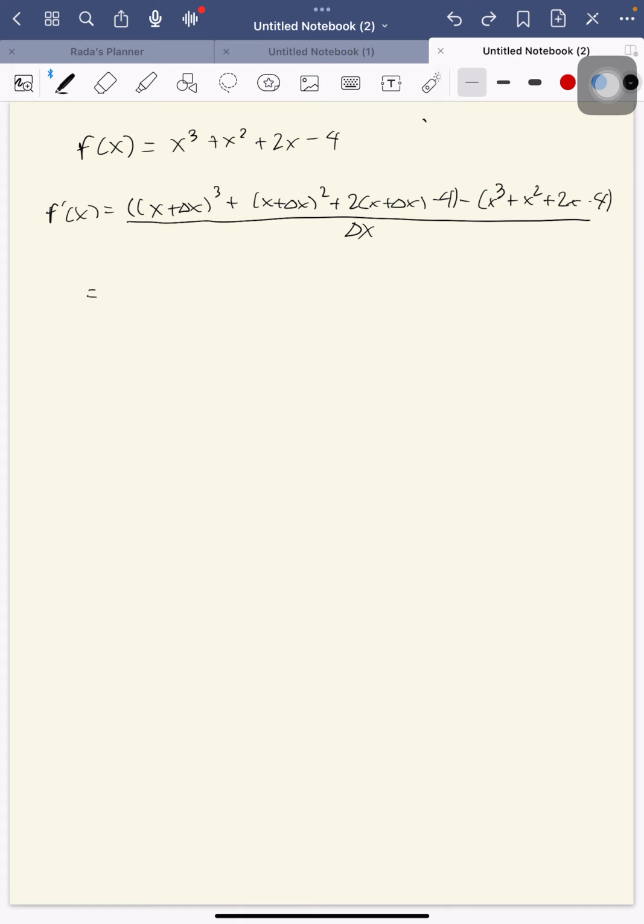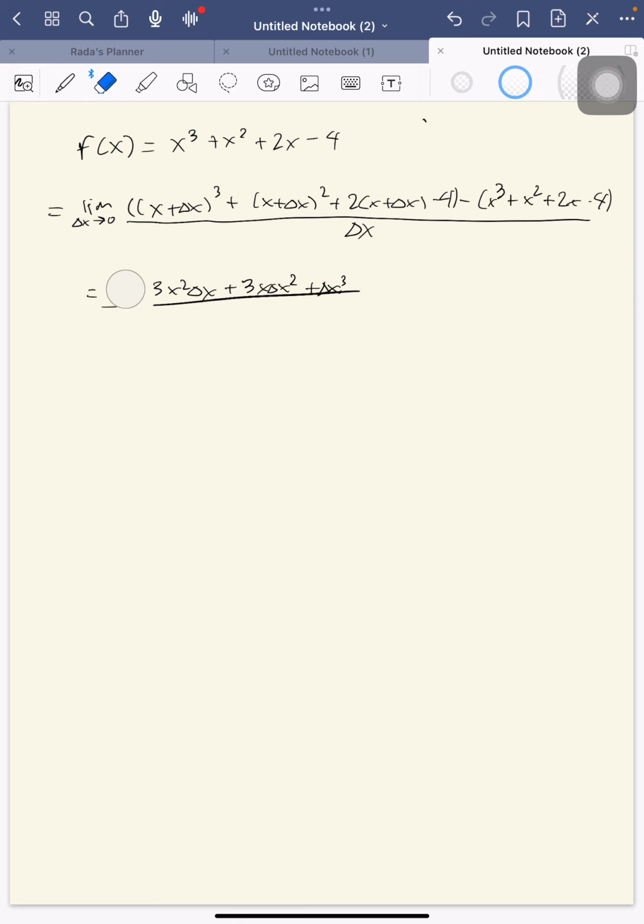Okay. The value is x cubed. So the value of x plus delta x cubed is x cubed plus 3x squared delta x plus 3x delta x squared plus delta x cubed. So this is the value.